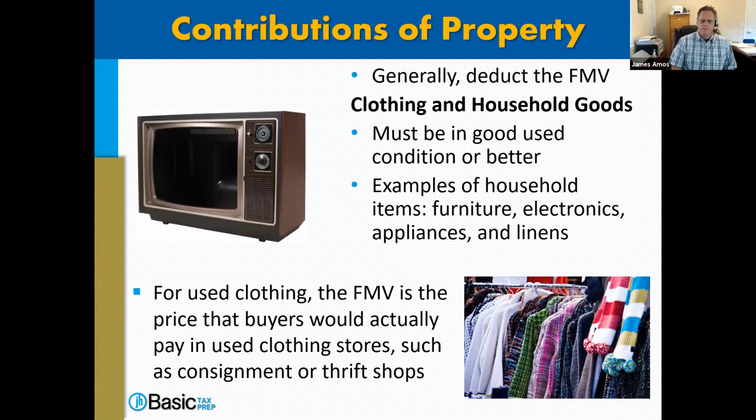Contributions of property now. So non-cash contributions like Goodwill donations. This is usually for clothing and household goods. It's got to be in good condition or better. Examples: furniture, electronics, appliances, linen. The fair market value is what you get to take. The fair market value is the price that you would actually pay in a used clothing store, such as a consignment shop or thrift shop. So when you're donating, it has to be in at least good condition, and that's important because it used to be that poor condition was deductible, and they got rid of that several years ago now. But you take the fair market value.